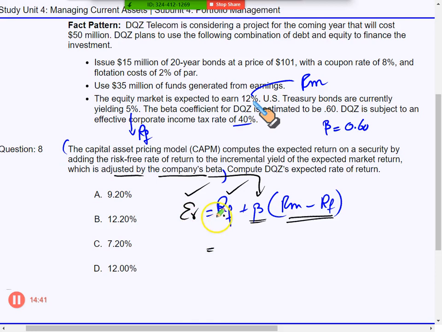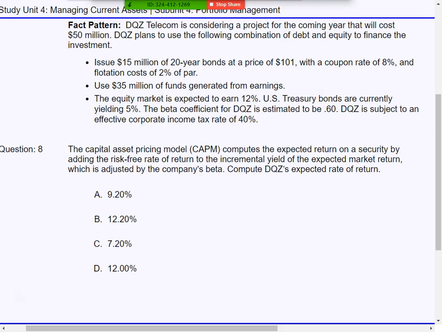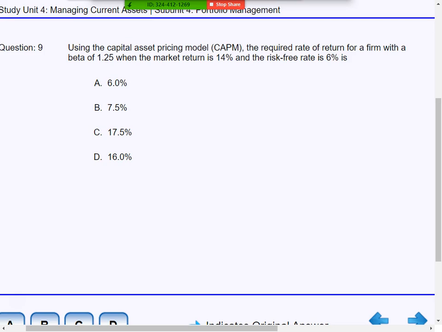We have got all what we needed. Risk-free rate is 5%, beta is 0.60, return on the market is 12%. You just simply compute it, you will get your expected return under CAPM. So it's going to be 12 minus 5 times 0.6 plus 5, and it gives you a nice 9.2% that matches perfectly with your option A, and A it is. Next, question 9.